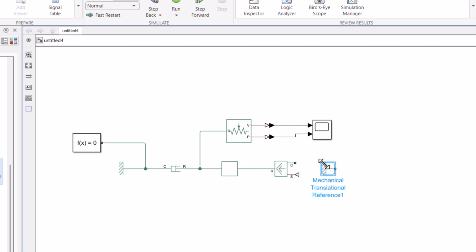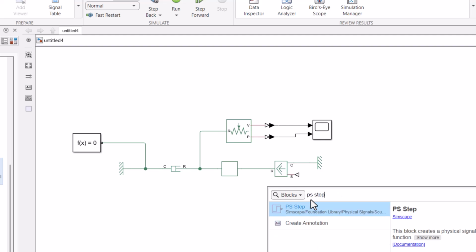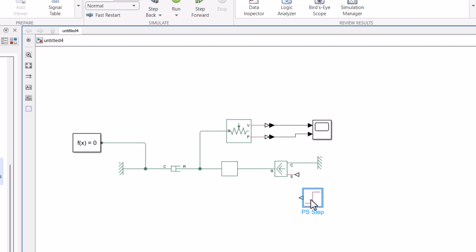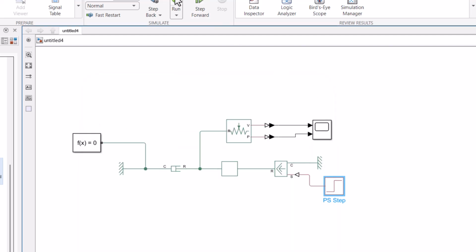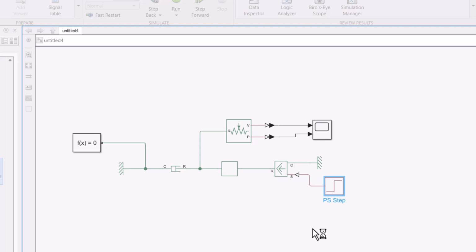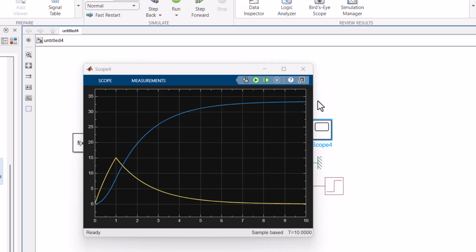I need a copy of my translational reference to connect it to this force, and I define the force as a physical signal step. So at 1 second it goes from 10 to 0 newtons. Let me run it. And here I can see this is the same result.